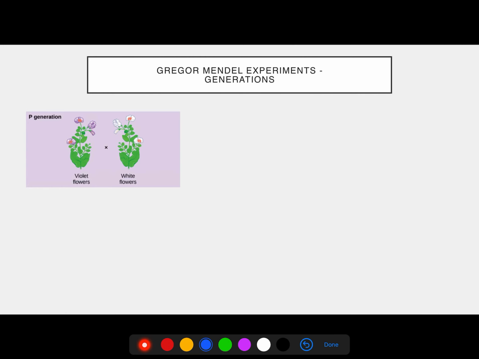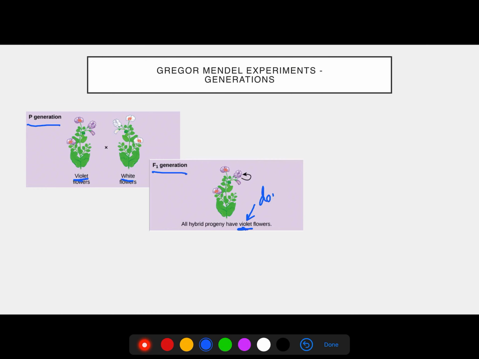So he took these P generation parents that were both true breeders. So they're using purple or violet flowers versus white flowers. Then his offspring in his F1 generation all had purple flowers. So that tells us violet is dominant. It's the dominant gene over the white gene. Okay. Then he crossed, see this little arrow right here?